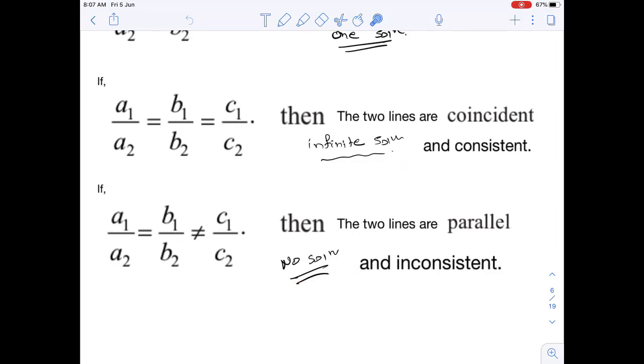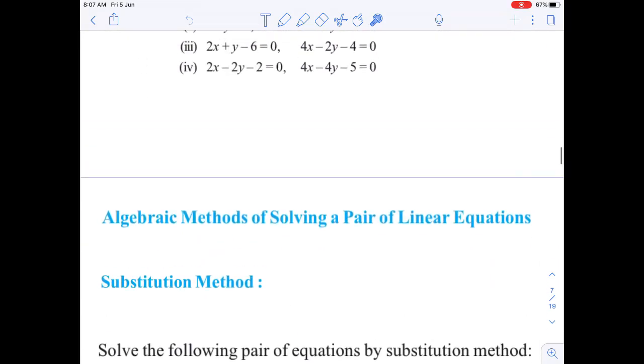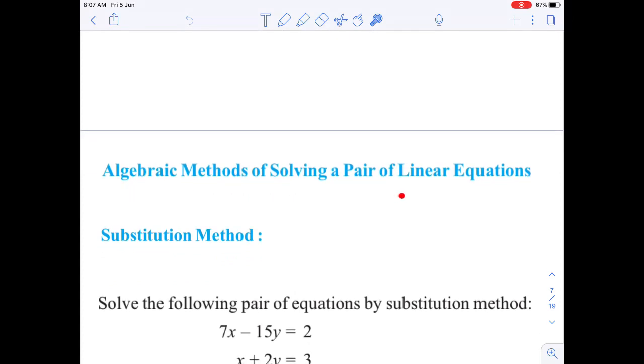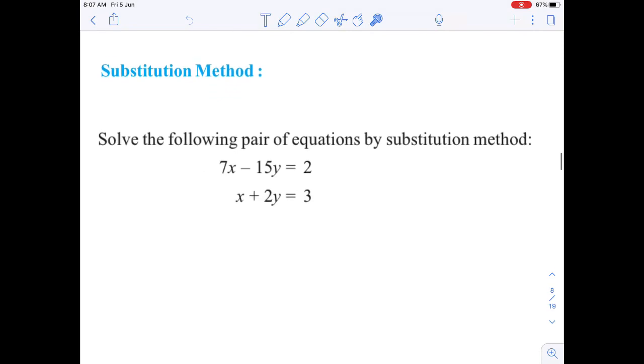Now today we are going to learn the algebraic methods of solving a pair of linear equations. There are three algebraic methods of finding the solution for a pair of linear equations. Let us learn the first method, that is the substitution method. By the name itself we can understand that something will be substituted, meaning replaced. So let us start with our first question.